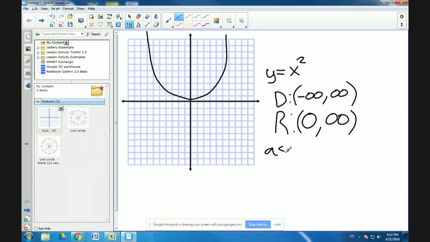And the end behaviors you have for this one is as x approaches infinity, y approaches infinity. And as x approaches negative infinity, y also approaches infinity.